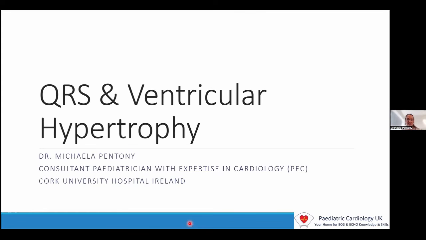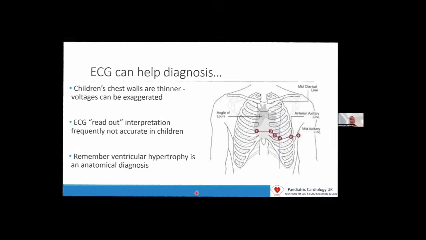Good afternoon, ladies and gentlemen. My name is Michaela Pentony, and I'm a consultant pediatrician with expertise in cardiology. I'm currently working in Cork University Hospital in Ireland, and it's a great pleasure to be here today to talk to you about the QRS and ventricular hypertrophy.